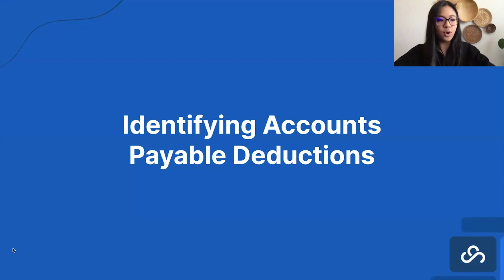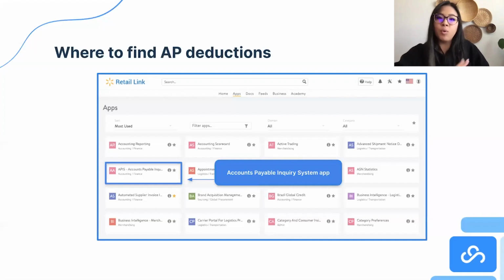Okay, so moving on to how you can actually identify AP deductions. I'm going to walk you guys through basically how you can locate them within Retail Link. So if you are following along at home, feel free to log in and follow along with us. But basically, you should be able to go to the apps page, and you can either search or just look alphabetically. There should be an app called APIS, or the Accounts Payable Inquiry System.